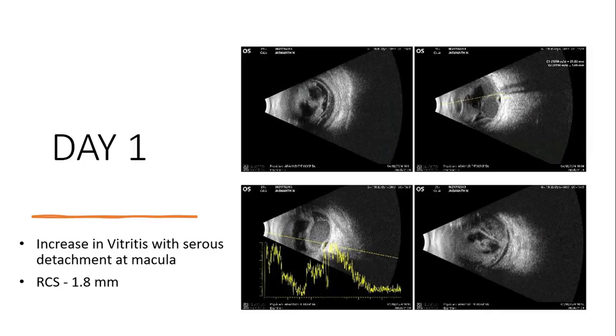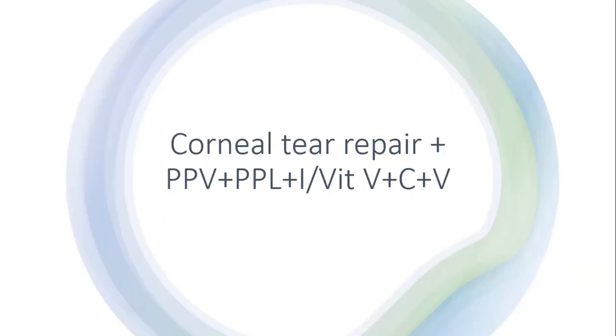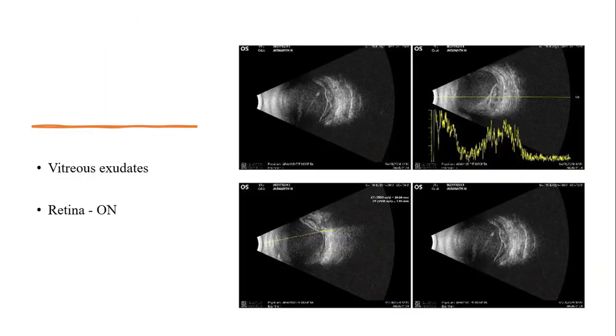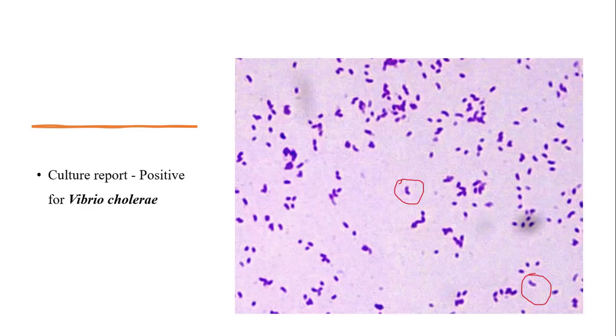So we did the vitreous tap. As the case worsened, we went for the corneal tear repair. Again, it was not clearing. Then we went for culture. This was very, very unusual for us. This was one of the rarest reported cases where we could find cholera inside the eye actually. But there was no rice water discharge from the cornea, fortunately.